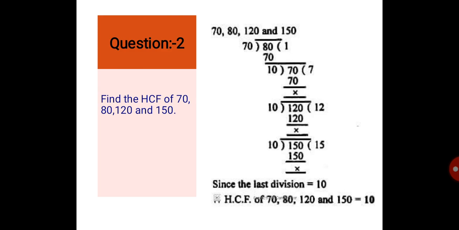Now let's do our next question. So students, our next question is find the HCF of 70, 80, 120 and 150. Now we take the smallest number 70 and divide 80 by 70 as shown in the picture. Then we obtain 10 as remainder and divide 70 by 10. Similarly for the other numbers, 120 and 150, we divide by 10 until we get remainder 0. In both cases, 120 and 150, we got remainder 0 when we divide by 10. So the last divisor is 10. Therefore the HCF of 70, 80, 120 and 150 is 10.